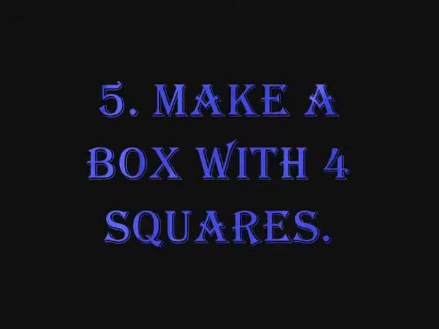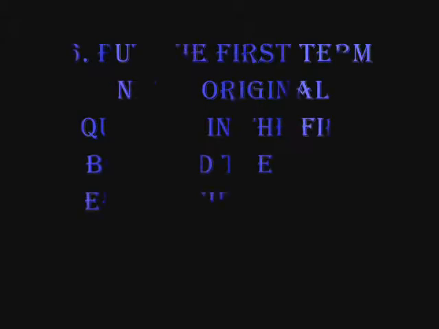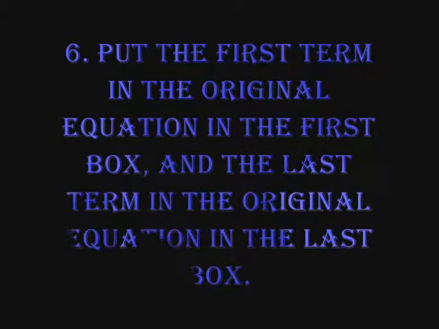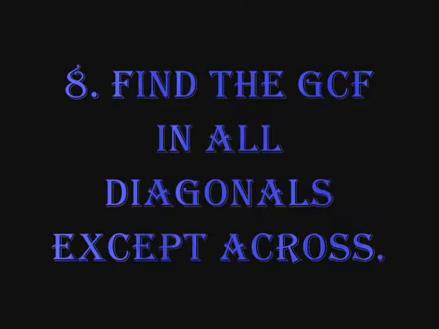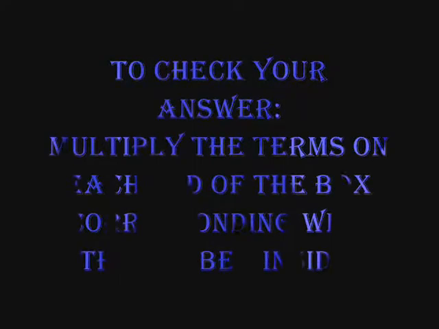Then you make a box with four squares. Put the first term in the original equation in the first box and the last term in the original equation in the last box. Then put the left and right terms in the x in the box. Find the GCF in all diagonals except across. Then multiply the terms on each end of the box to check your answer.